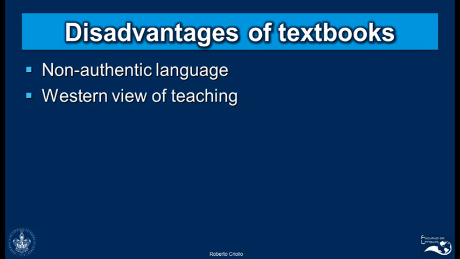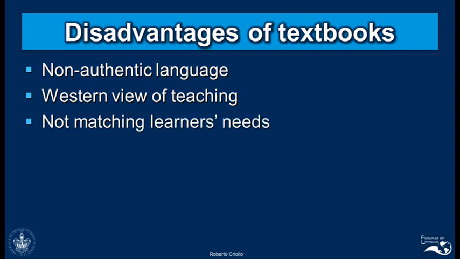The second thing, the textbook is adapted to a Western view of teaching. This means that because textbooks are produced in countries such as England, the United States, or Australia, they will advocate a way of teaching that is very particular of a Western civilization, and they may not be adapted to other kinds of cultures.